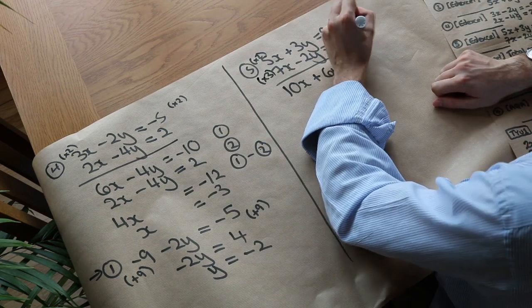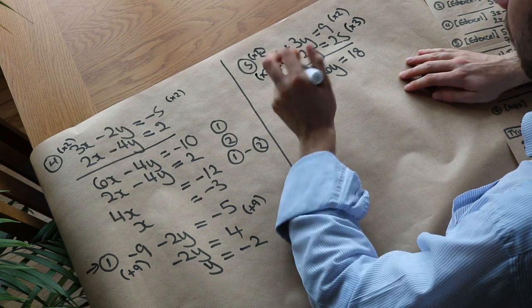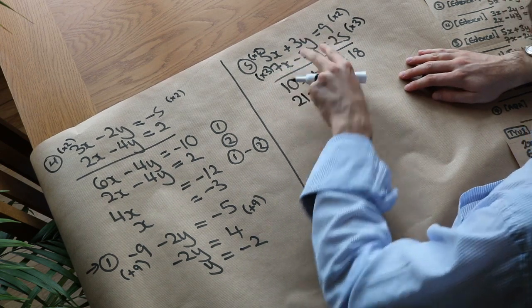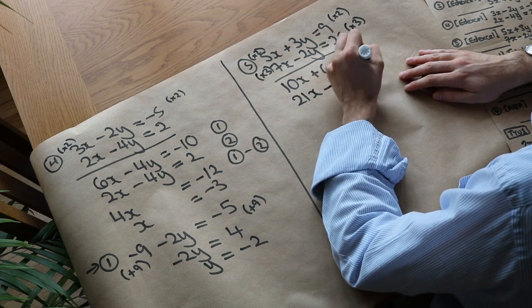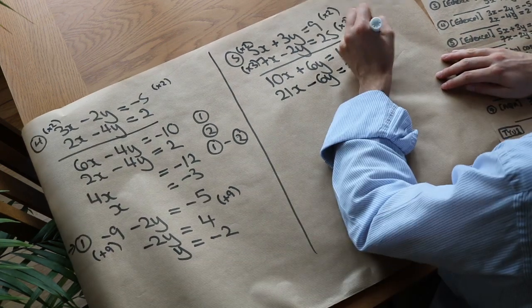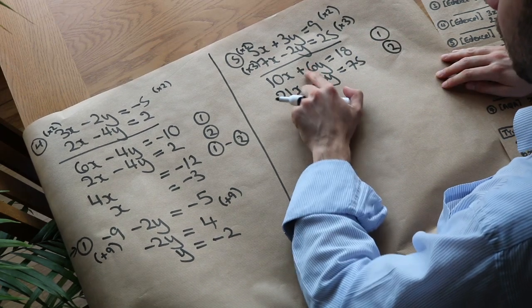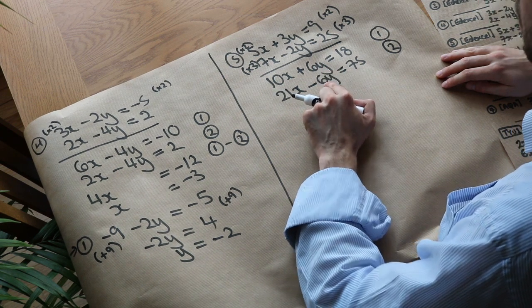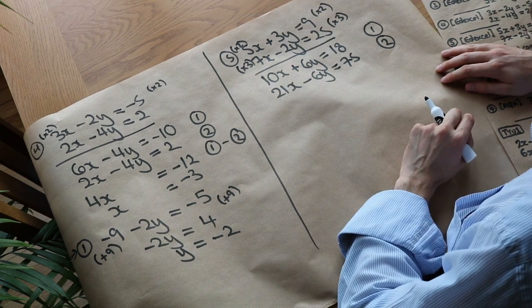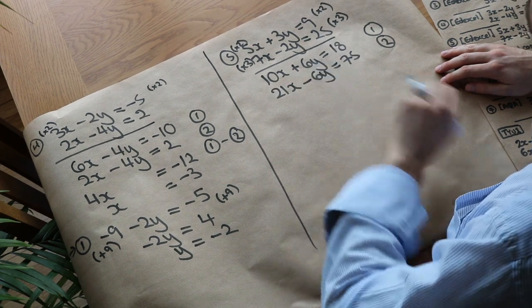So we're going to times this by 3. It may help to write these on just to remind yourself what you're doing. Times that by 3, we get 21x. Times that by 3, we get minus 6y. Times that by 3, we get 75. And then we've got to think, are we going to add or subtract these equations? Now, if we add them, we've got 6y plus minus 6y, which will cancel. So if the signs are different, in general, you should add the two equations.